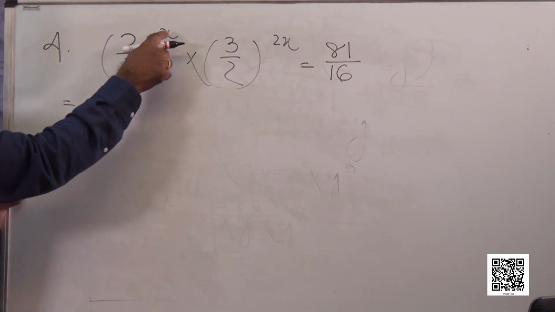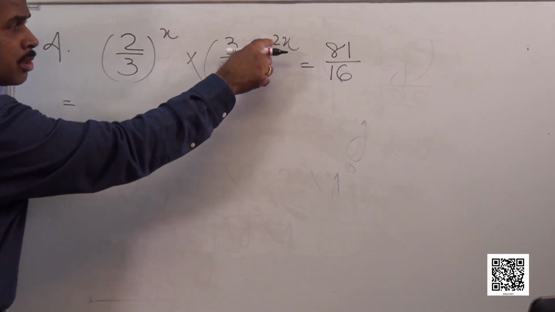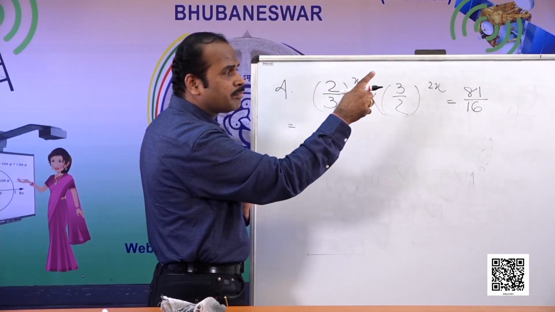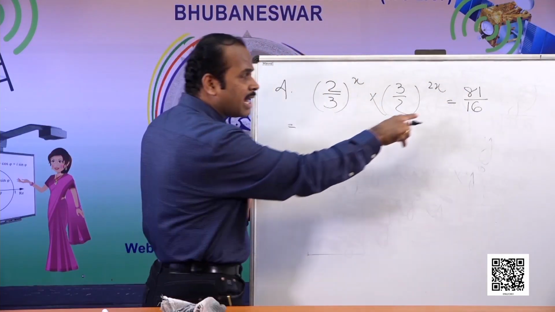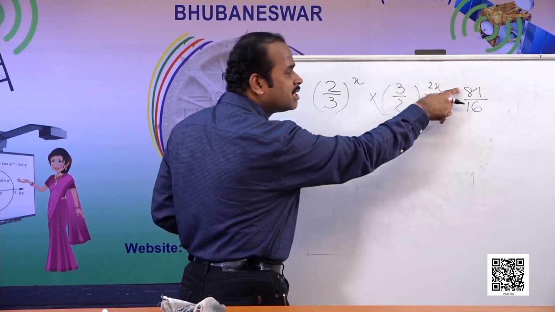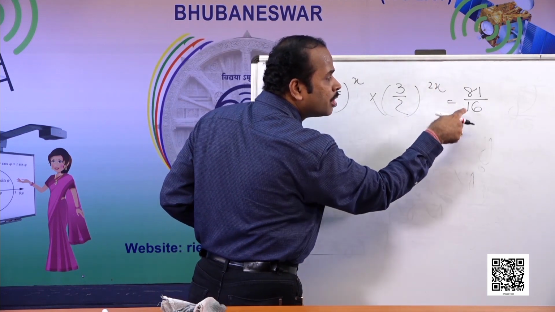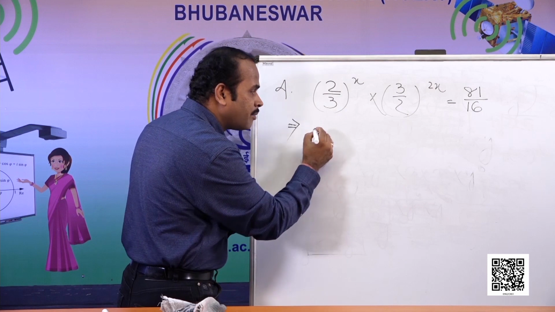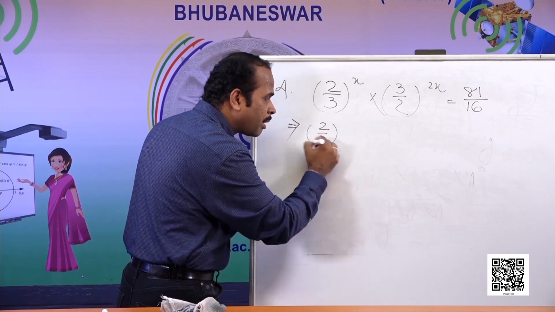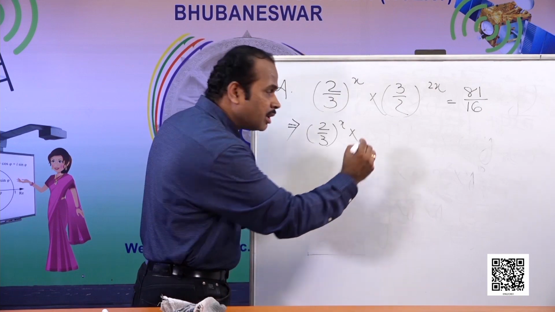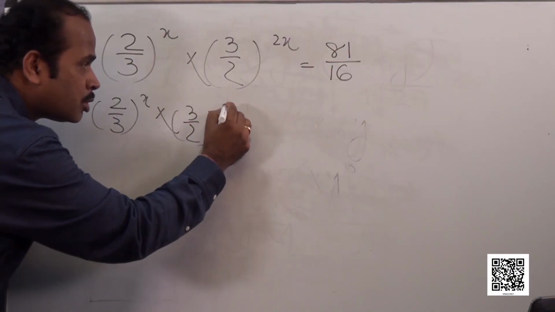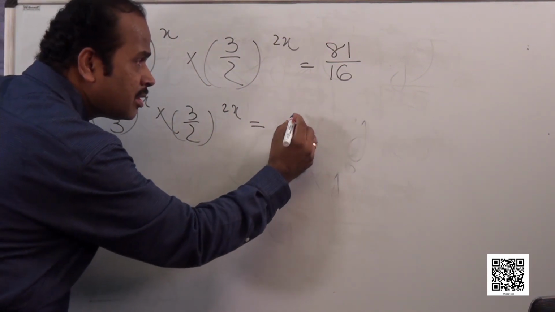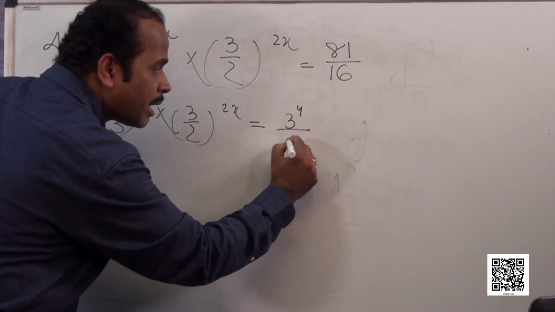So (2/3)^x is there, times (3/2)^(2x), and on this side 81 and 16 are there. 81 can be converted as 3 to the power 4 and 16 can be converted as 2 to the power 4. That means this can be converted as 3 to the power 4 by 2 to the power 4. So let me write it down here, with an implies sign because I am going to solve it now. (2/3)^x times (3/2)^(2x) is equal to 81/16, which I can write as 3^4 divided by 2^4.